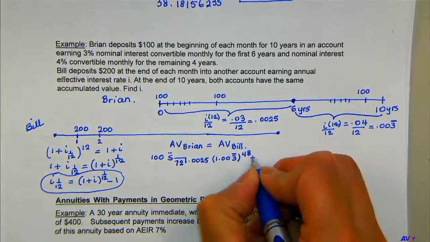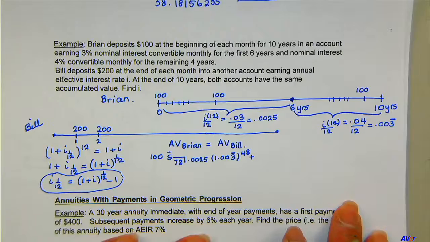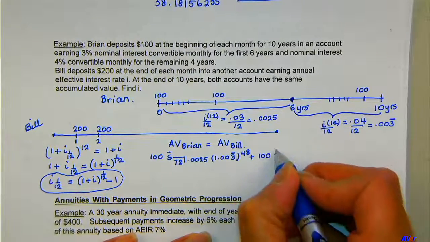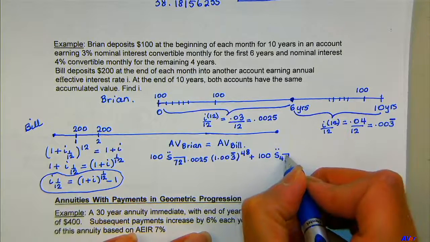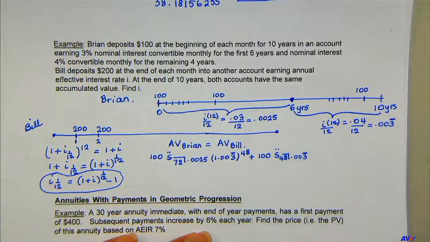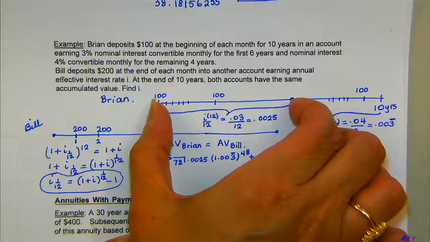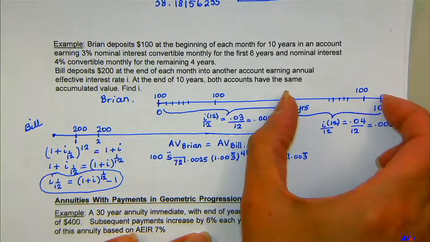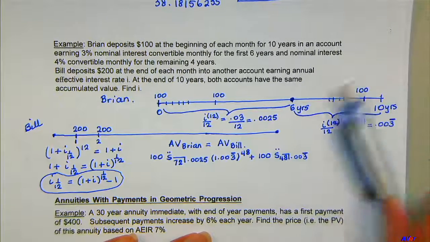Plus what? How about these payments now? 100 s double dot angle 48. There are 48 payments at 0.003 repeating. That's the accumulated value of Brian. Please argue with me if you don't agree so that I can convince you. Notice what I did. I found the accumulated value of these, and then I grew it with this interest rate, plus the accumulated value of this annuity, which is 48 payments at that interest rate also, right?